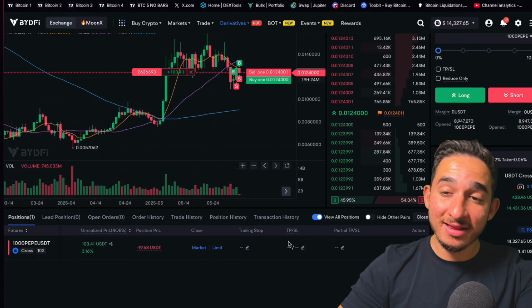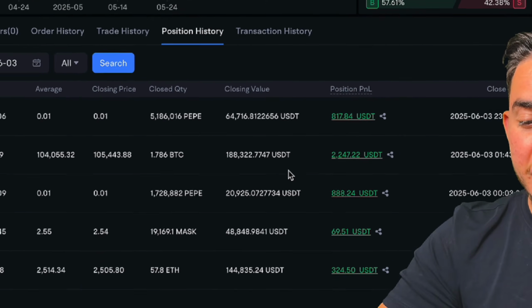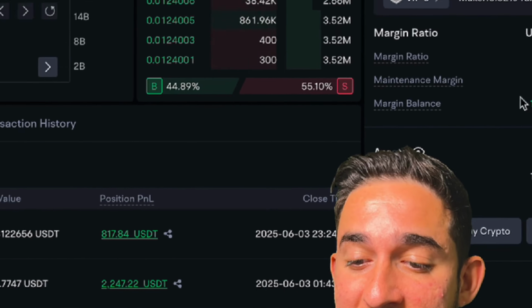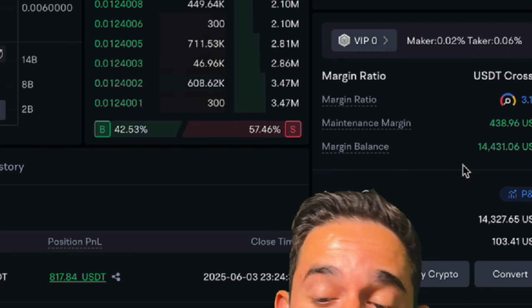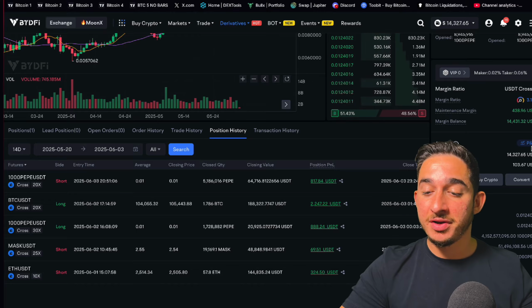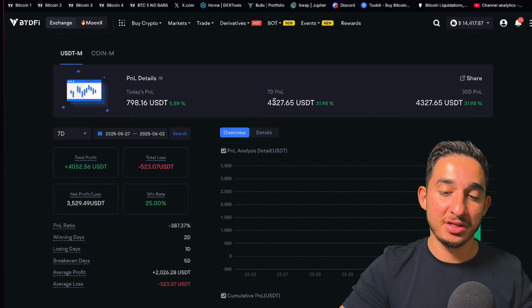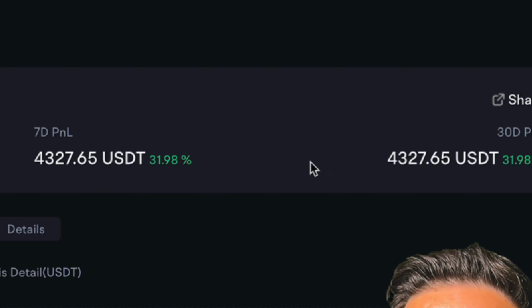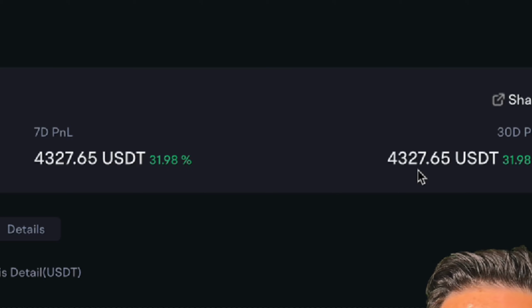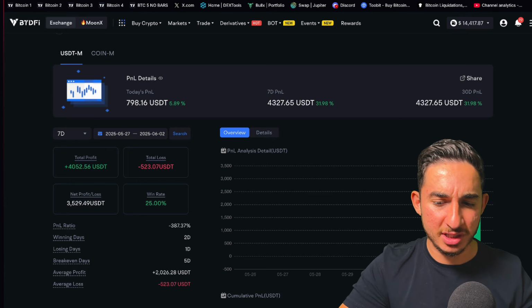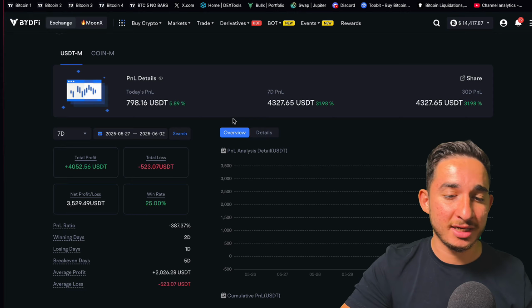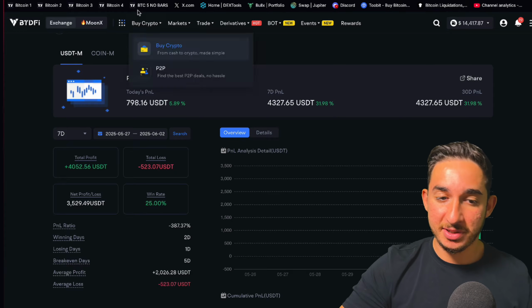So having a look at this account, you guys can see this is my position history. I started with $10,000. You guys can see this is my margin balance right here, 14,431. And you guys can see right here the P&L. Obviously, if we go to P&L, you could see what my P&L is, which is approximately $4,327. It's not updated. It's supposed to be 40%. I don't know why it says 31%, but pretty much you guys can see what today's P&L is.